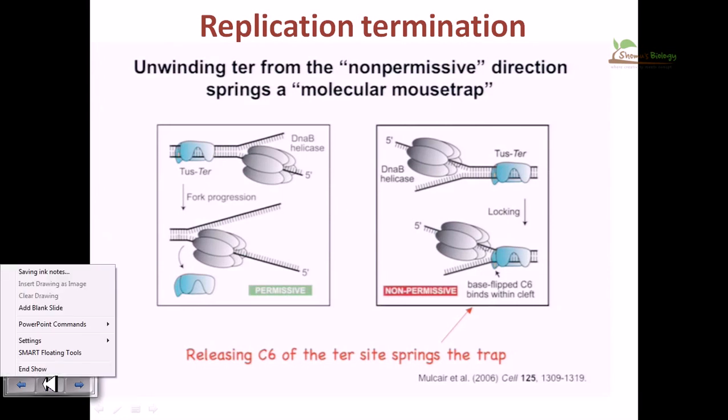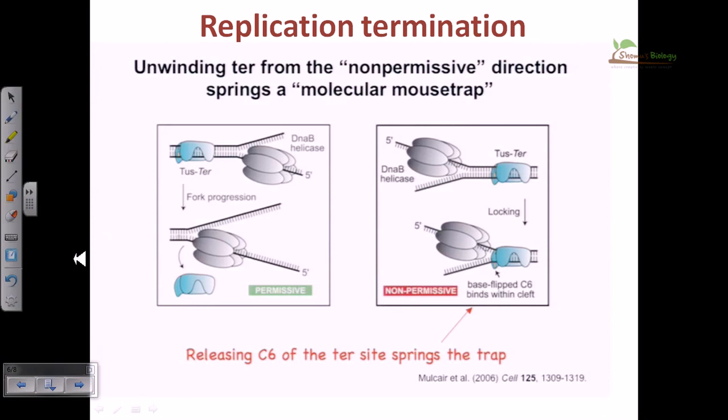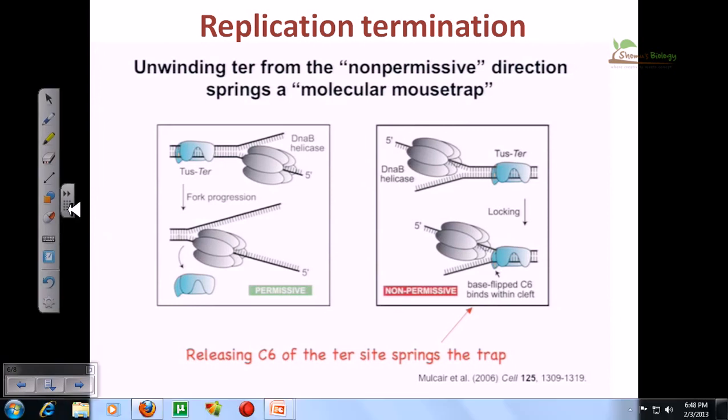Now this termination is done with the help of a protein called Tus protein, and there is a site for binding of this protein. The site is Ter and the protein is called the Tus protein. Okay, anyways, now let me talk about it.